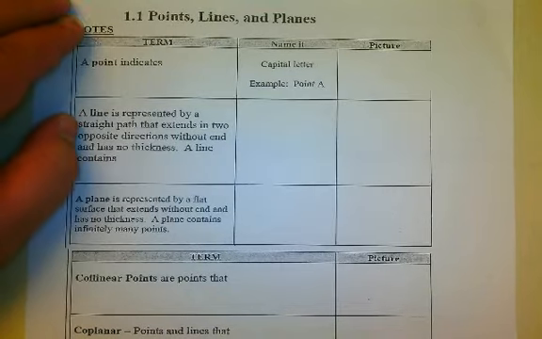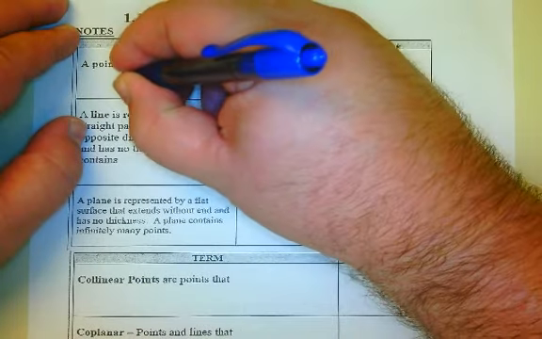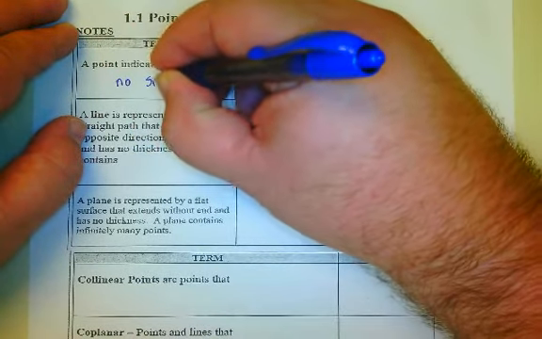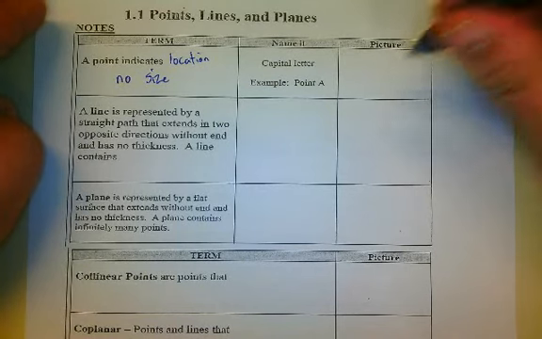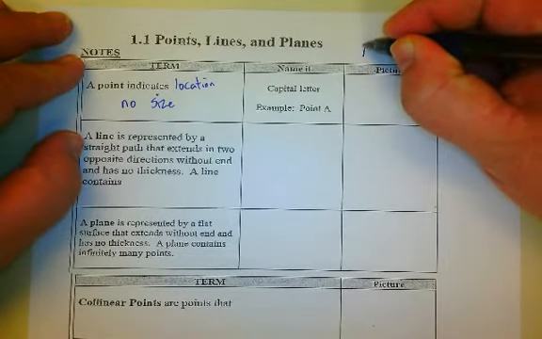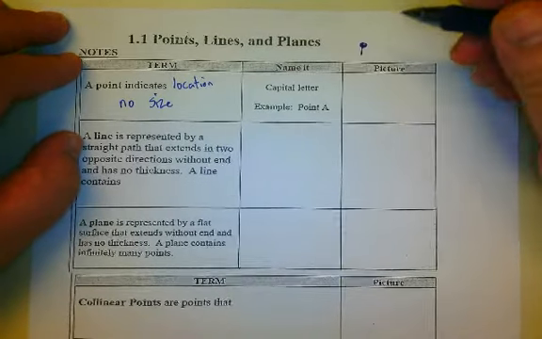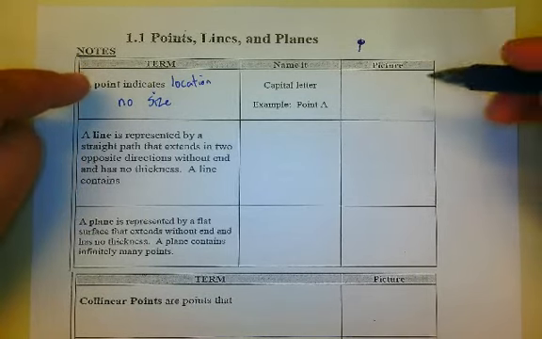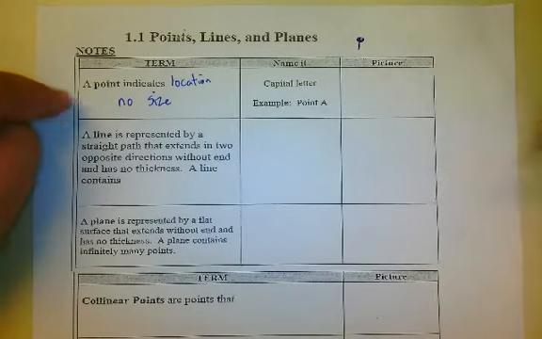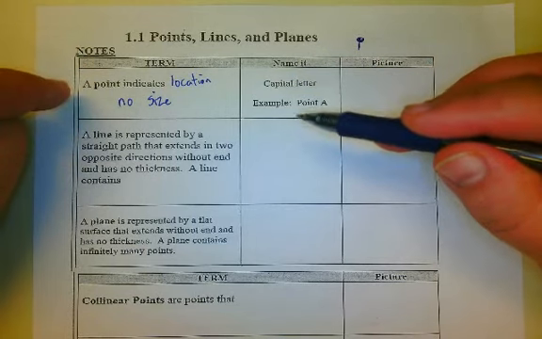Okay? So a point indicates location. It has absolutely no size. The way I like to talk about it, a point is like on Google Maps when you drop a pin. The pin looks something like this when you drop it. When you go to that location, there's not a giant pin sticking out of the ground. This just marked the location. That's the point. It has location but no size.